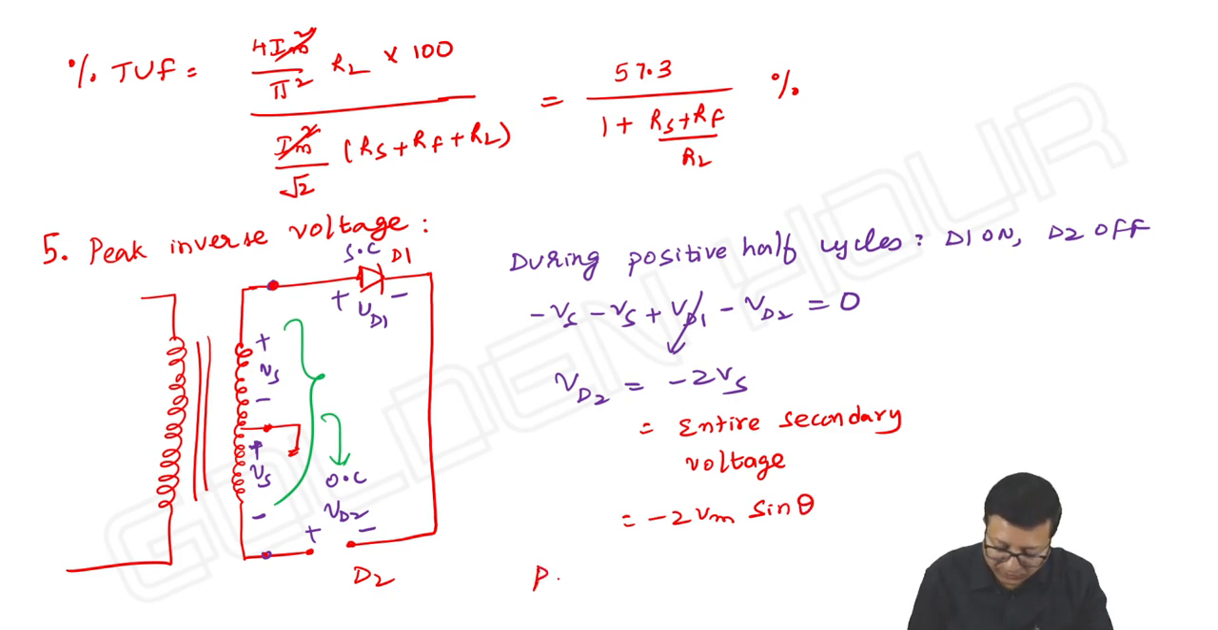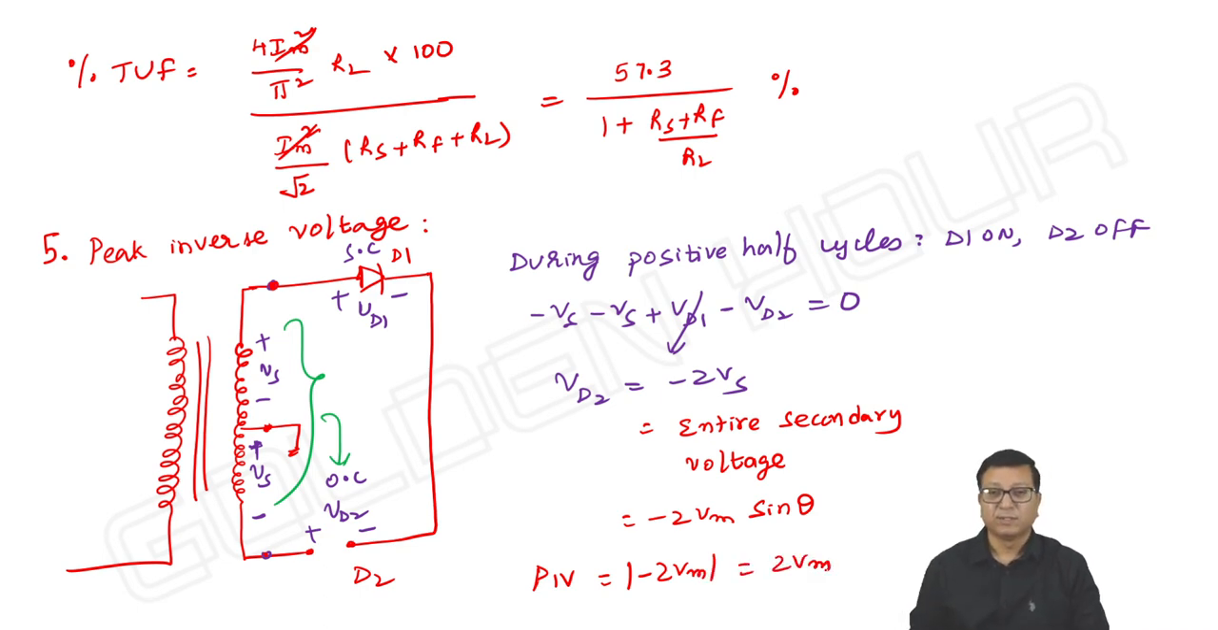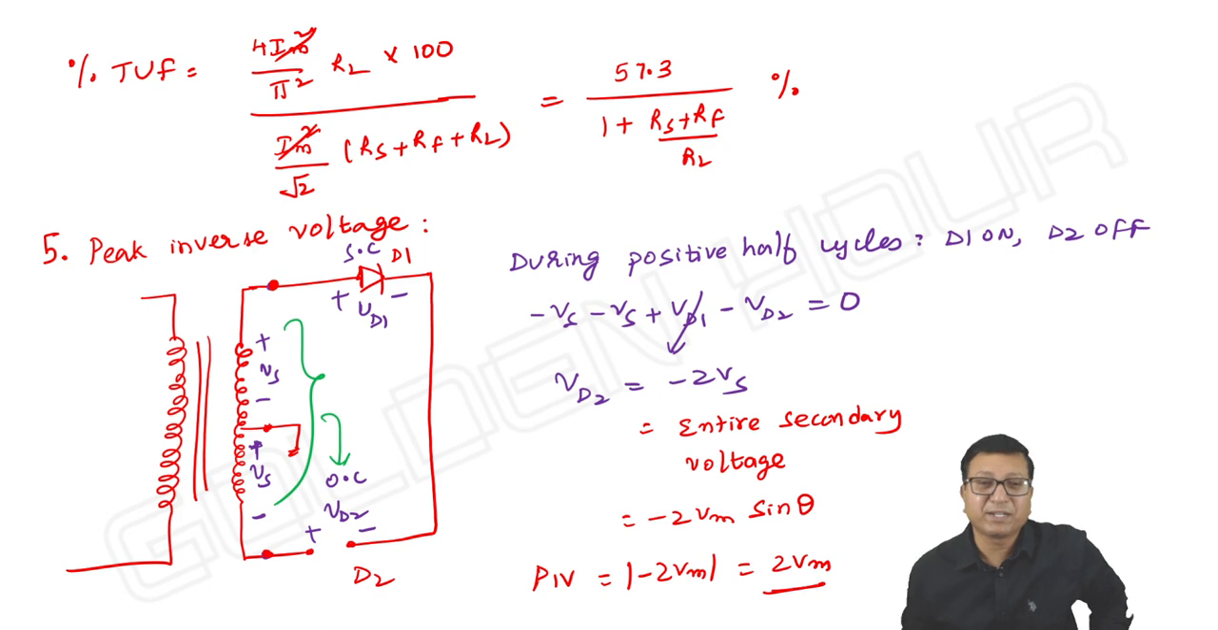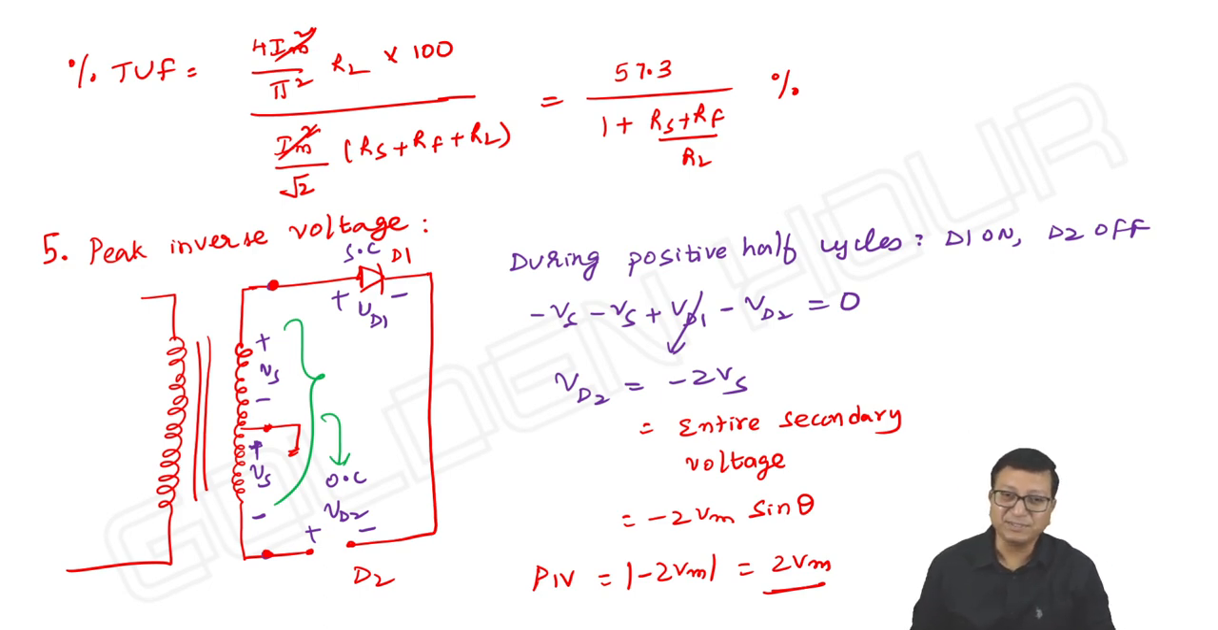Then what about the peak inverse voltage? What is the peak voltage experienced by the diode under reverse bias condition? Peak voltage, it is 2Vm, or it looks like 2Vm because of the notation we are following. But the entire secondary voltage peak amplitude, both ends of the secondary winding, that entire voltage is seen across the diode D2, which is not in conduction. That's what our peak inverse voltage is.